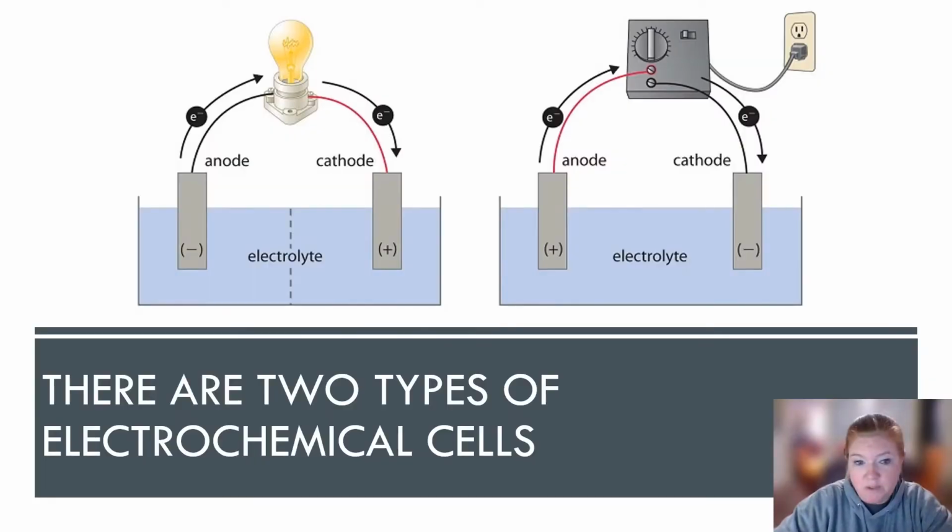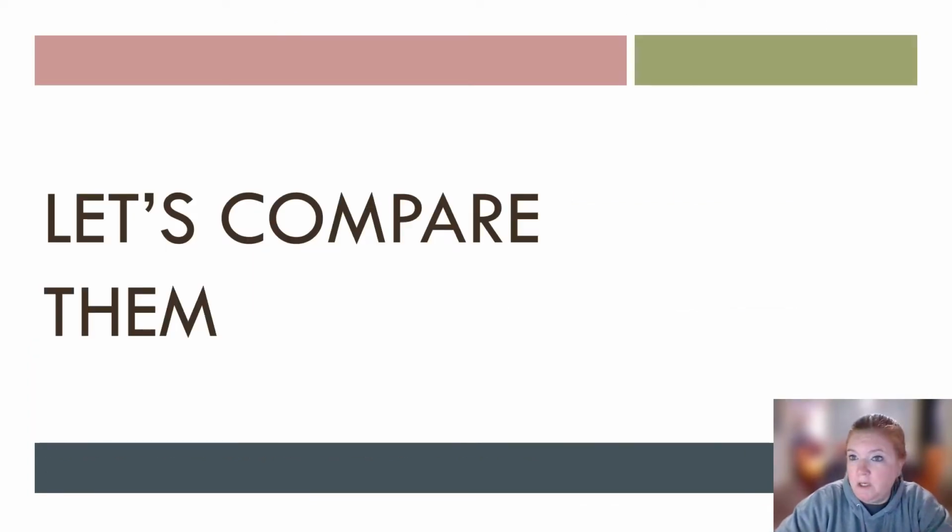All right, so there are two types of electrochemical cells. We have electrolytic and we have voltaic or galvanic. The easiest way to tell the difference is look for a battery or a power source. Do you see a battery source? Power source, electrolytic. No power source, voltaic or galvanic. All right, so let's get started. So we're going to compare them.